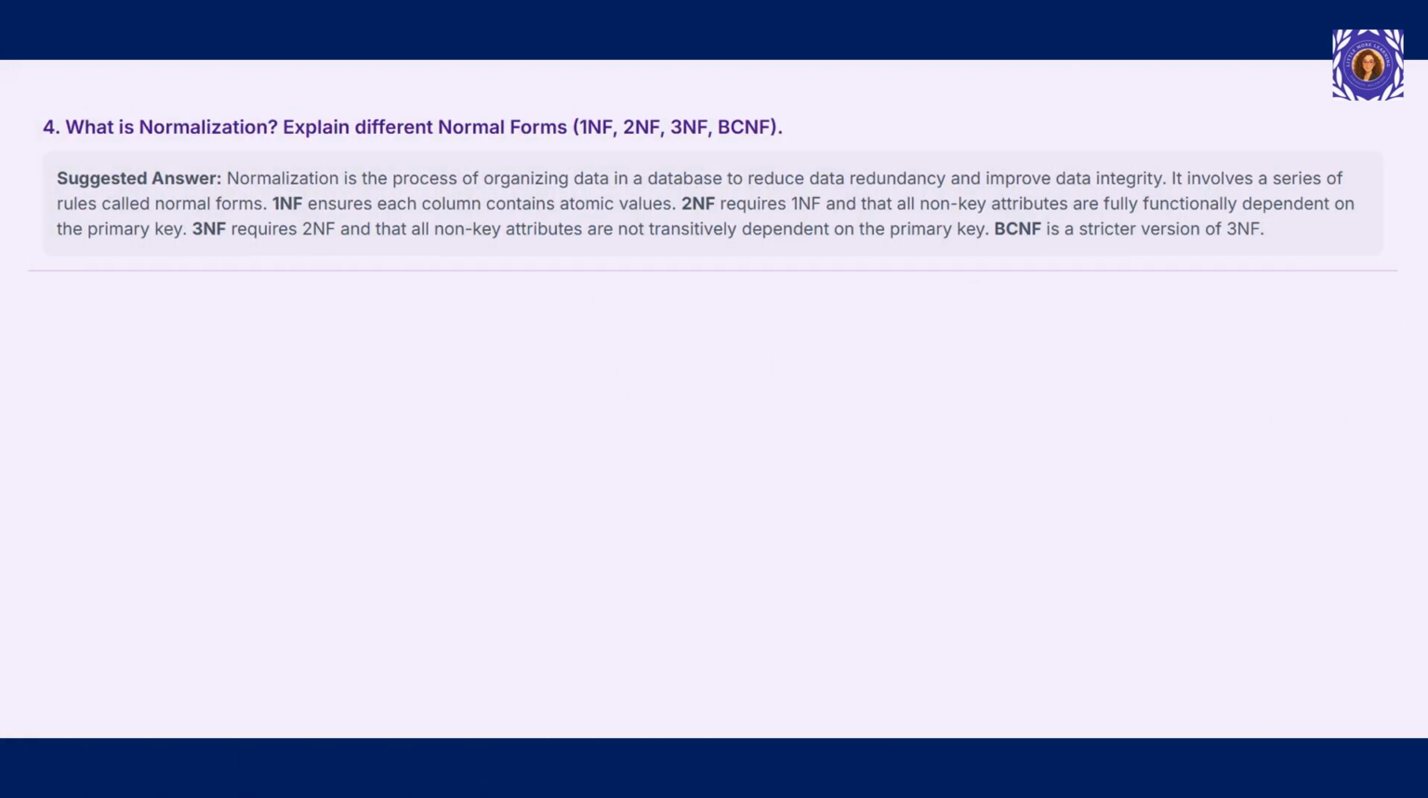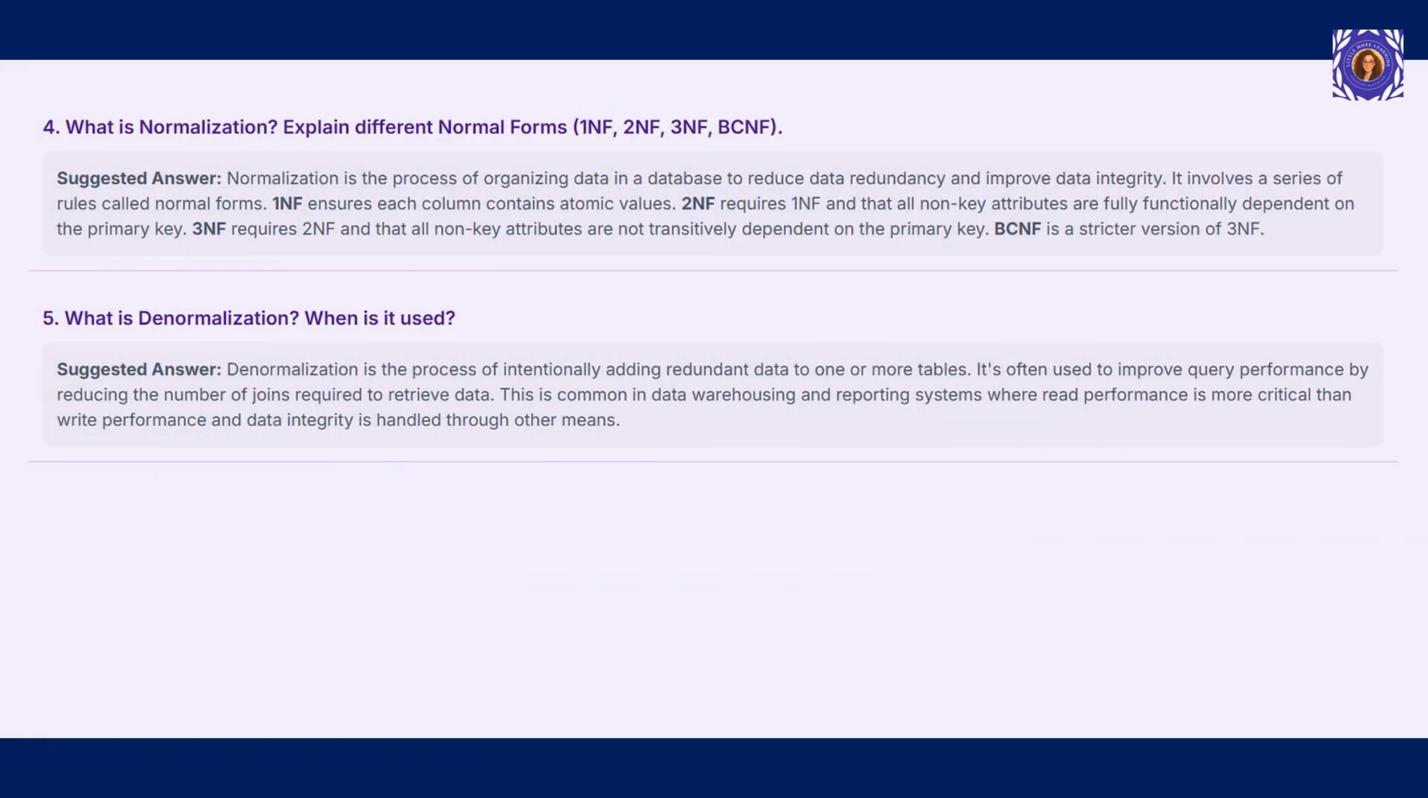Let's talk about organizing your data. Normalization is the process of structuring a database to reduce redundancy and improve integrity. It follows a series of rules called normal forms, such as 1NF, 2NF, and 3NF, which progressively eliminate different types of data dependencies. The opposite of this is denormalization, where you intentionally add redundant data to a table to improve query performance, especially in reporting systems where speed is more important than strict data integrity.